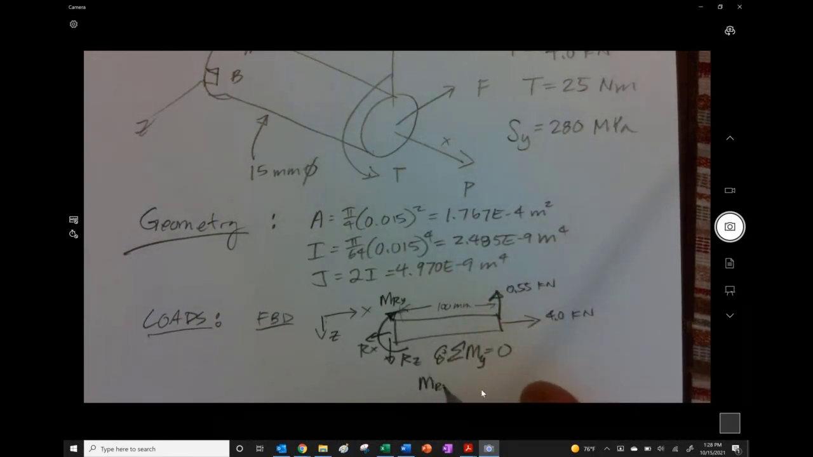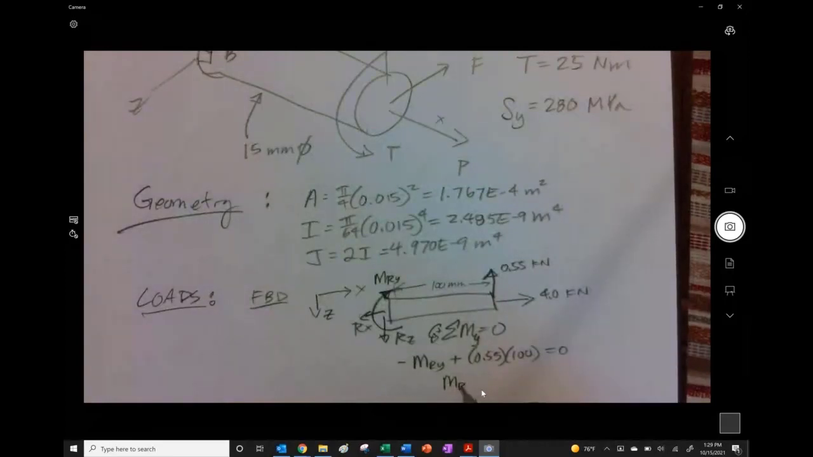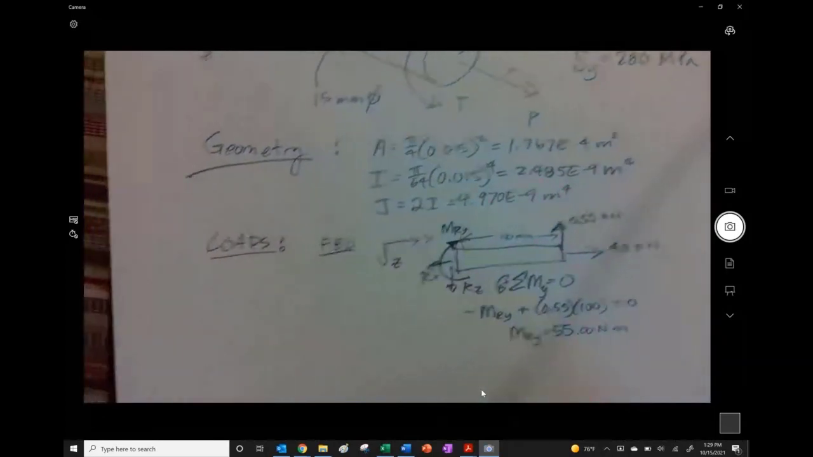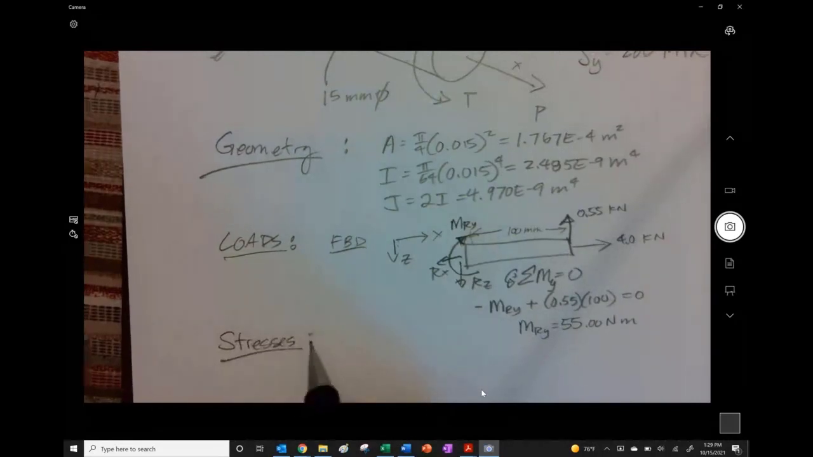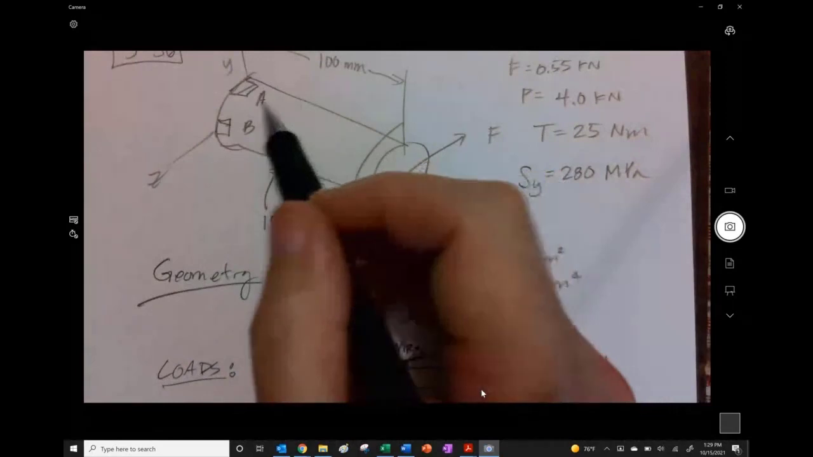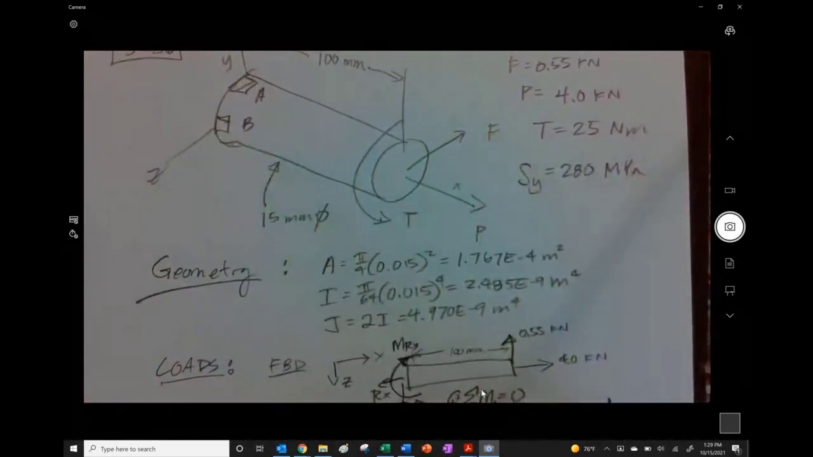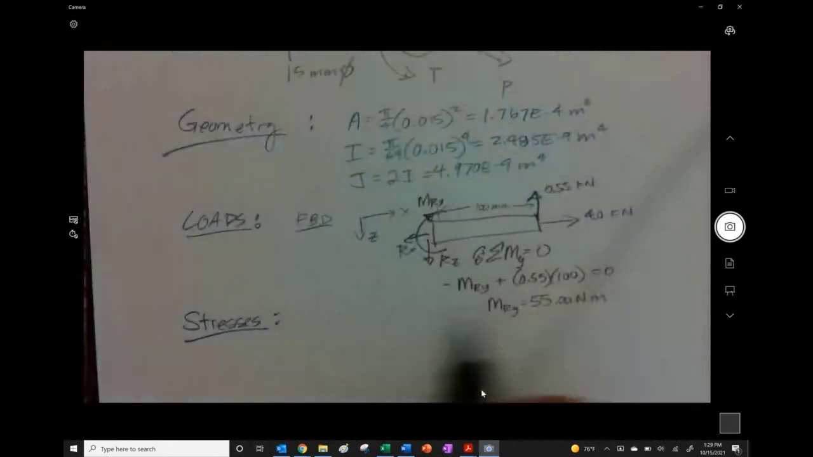And we have negative MRY plus 0.55 times 100, because it's kilonewtons and millimeters, so they will cancel each other out. So we get the MRY equal to, I think I could do this in my head, right? 55 Newton meters. Woohoo! And that's all we really need for the loads. So we go for the stresses. And it said in the instructions on this to do it at both A and B. So let's follow the instructions here and let's see what happens.